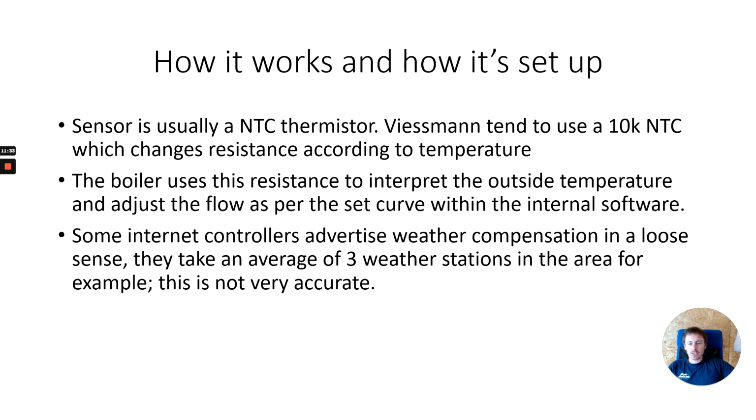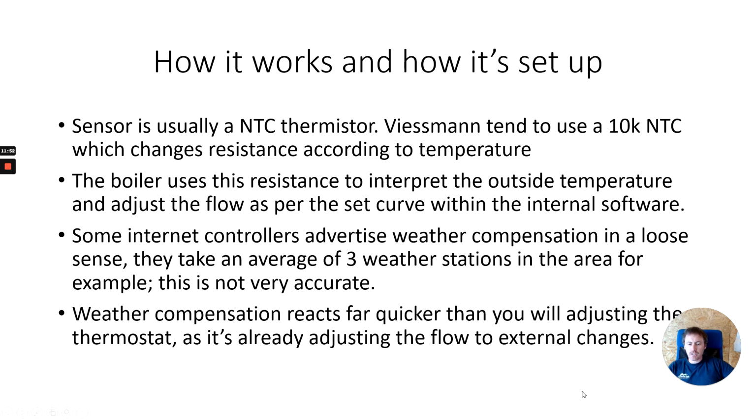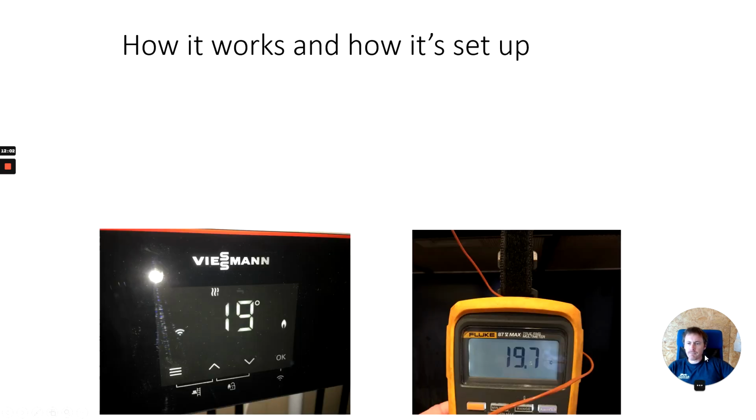Some internet controllers advertise weather compensation in a loose sense. They tend to take an average of 3 weather stations via the internet, and it's not very accurate, because you've got internet data coming in, and the weather station could be up to 15 miles away from your actual property location. So weather compensation reacts far quicker than adjusting a thermostat, as it's already adjusting the flow to the actual external changes outside.